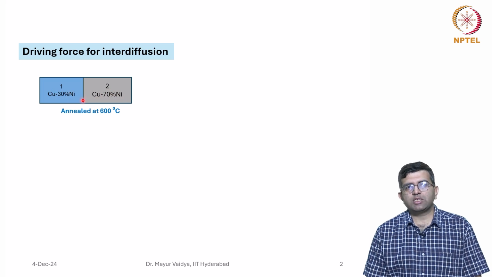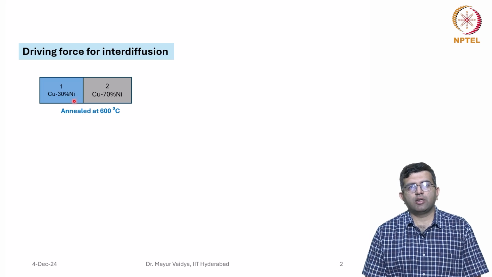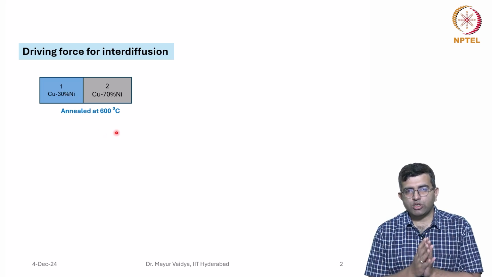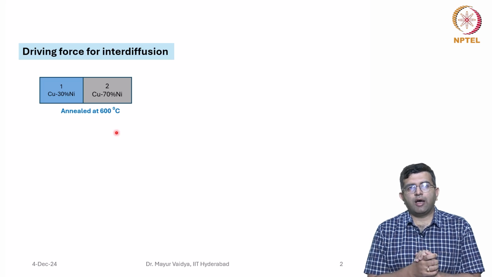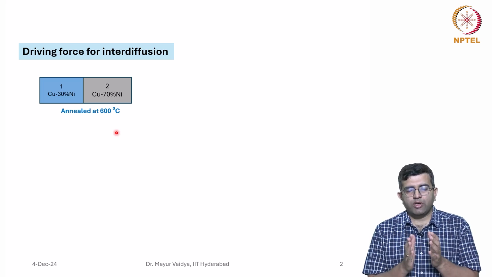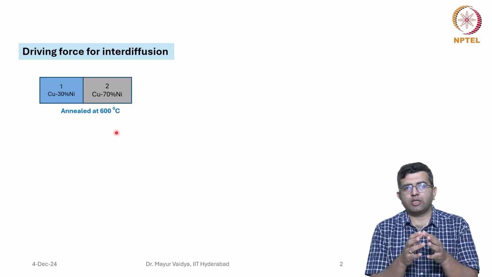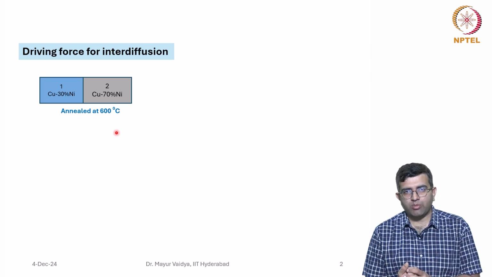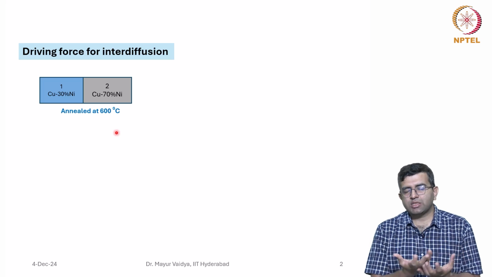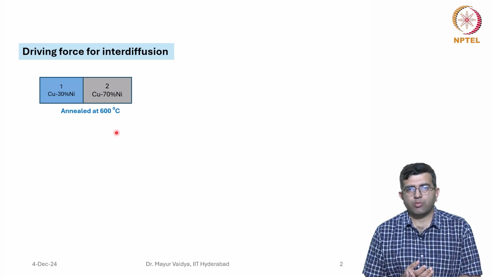When we place these alloys 1 and 2 in contact, because there is a difference in the copper and nickel content, you will see copper and nickel diffusion taking place, and this is the process known as interdiffusion. Whenever two dissimilar metals or alloys come in contact, there will always be an interdiffusion taking place.